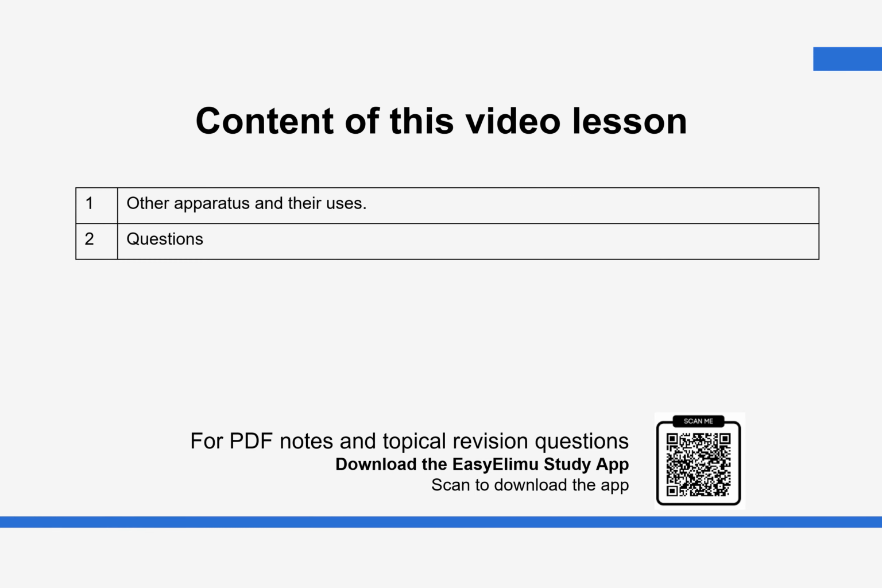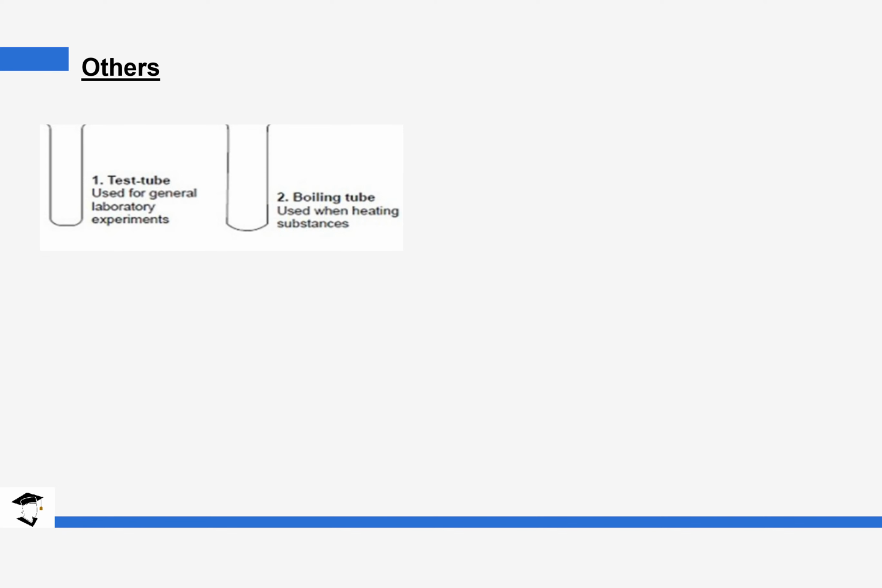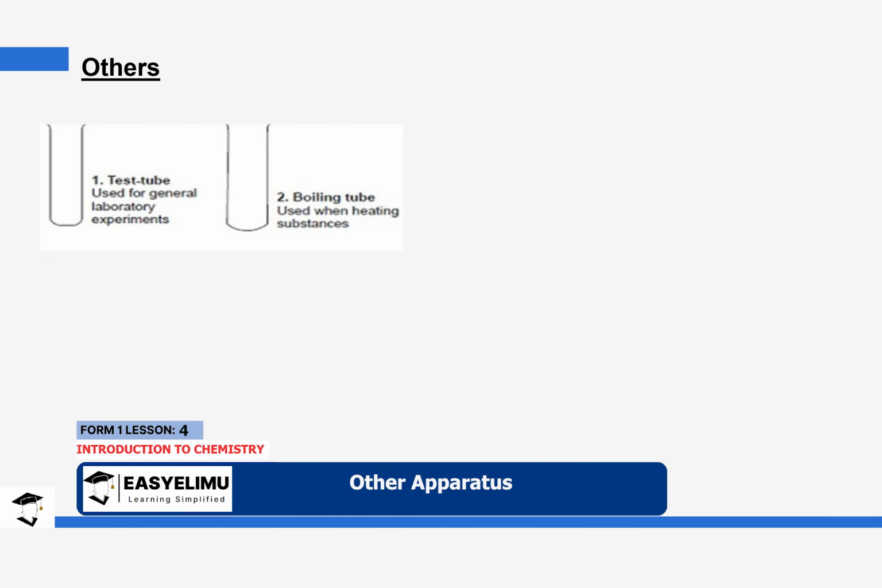So we are going to look at all the apparatus that are remaining in the lab, and we're going to specify their uses, and also we are going to look at some of the questions that come in regards to these apparatus. So first you start with the test tube and the boiling tube. I've put them together side by side so that you can be able to see the differences.